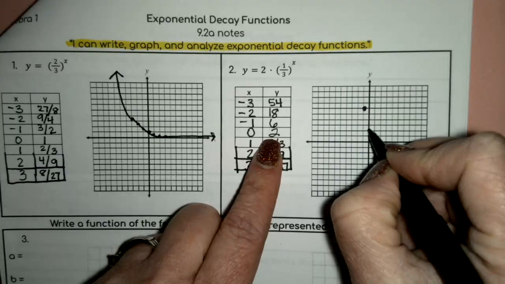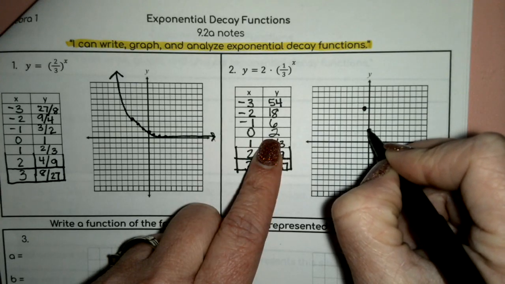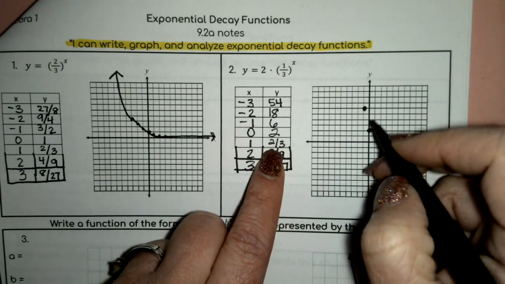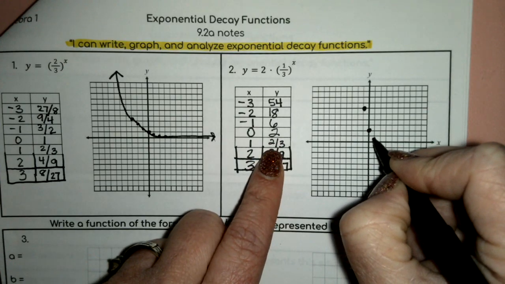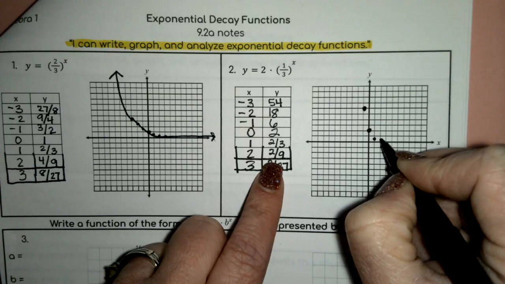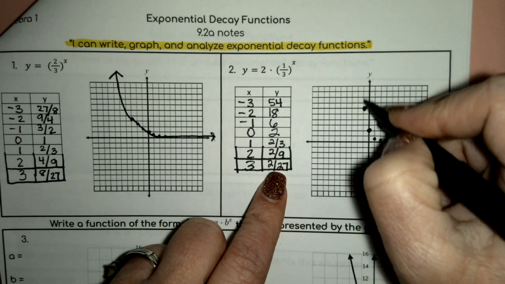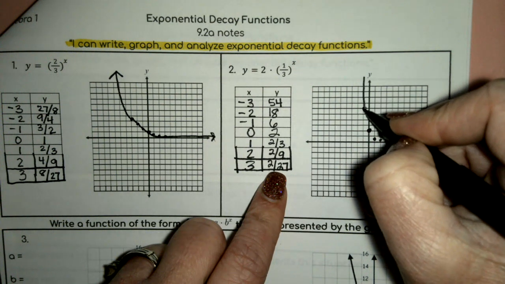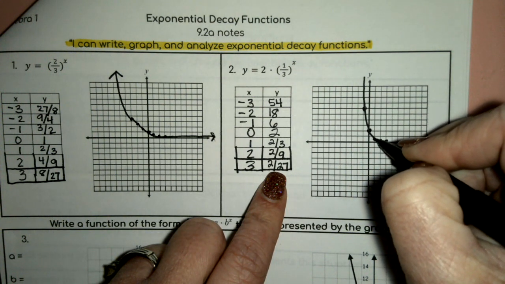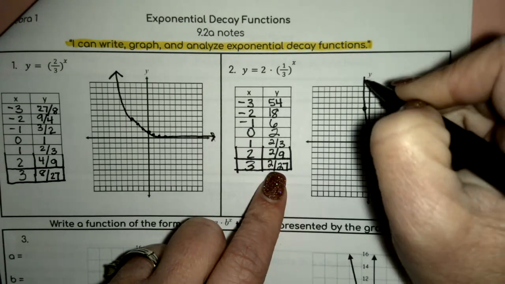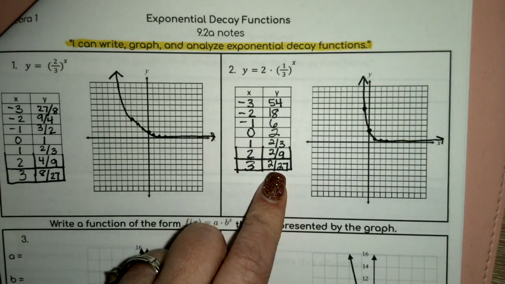0, 2. What is 0, 2 called? The y-intercept. 1 is 2/3, then 2/9, then 2/27. And don't forget arrows on both sides.